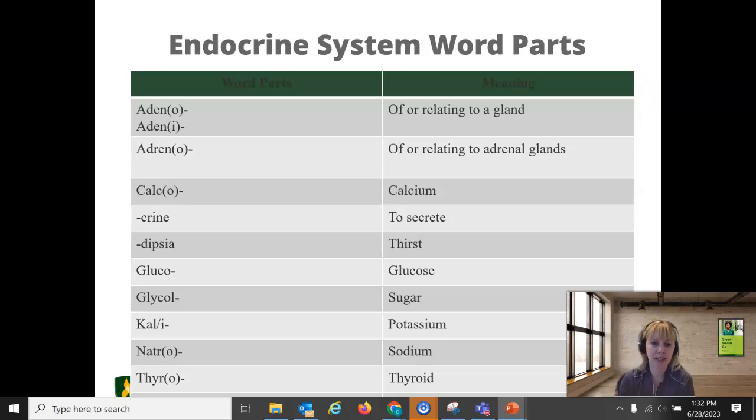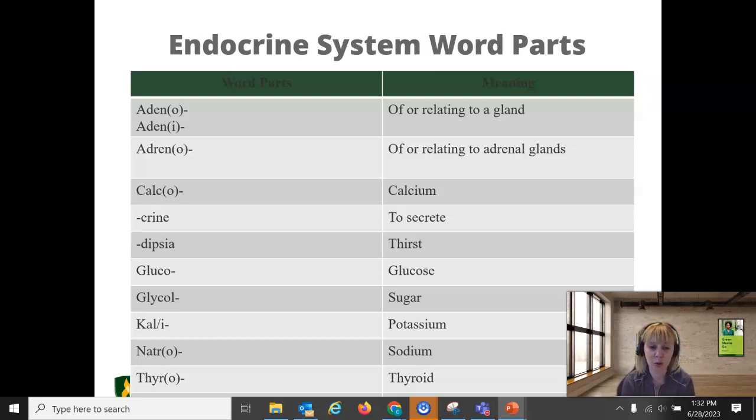Some of the word parts that you will see within the endocrine system are adeno or adeni. This is relating to a gland. Adreno, so adding that R in there makes it adreno, and that's relating to your adrenal glands. Calcico, which is relating to calcium. We have the suffix crin, which means to secrete. The suffix dipsia, which means thirst.